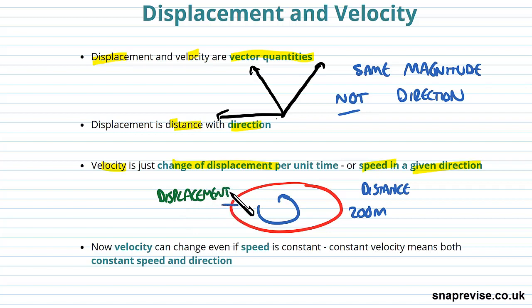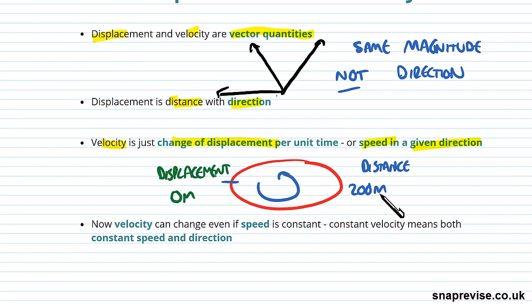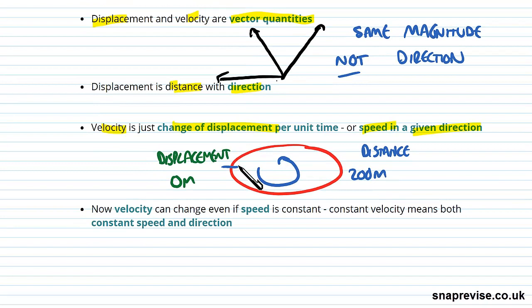Because you've come full circle, you haven't changed your position, which is the key thing. You may have moved, but your position hasn't changed. Your position with respect to a particular point, which is what displacement is, that hasn't changed, and therefore your displacement is 0 meters.